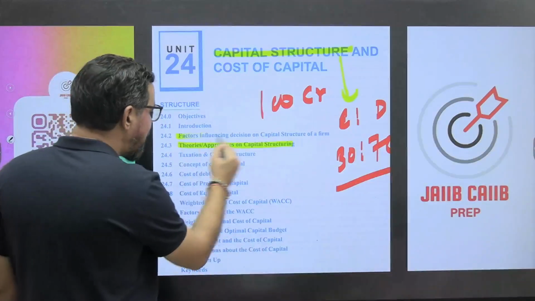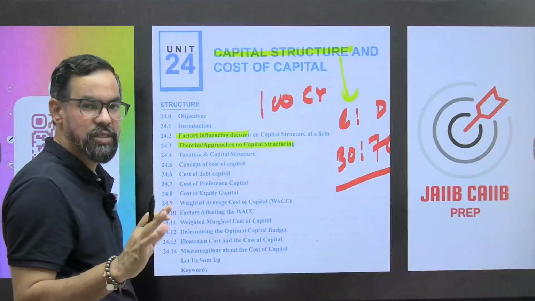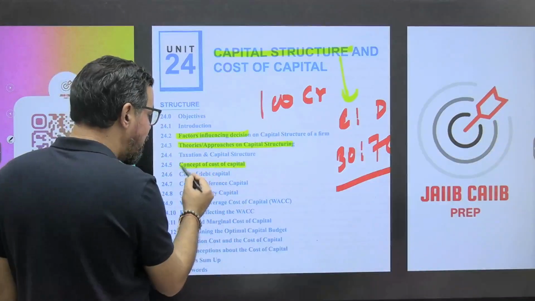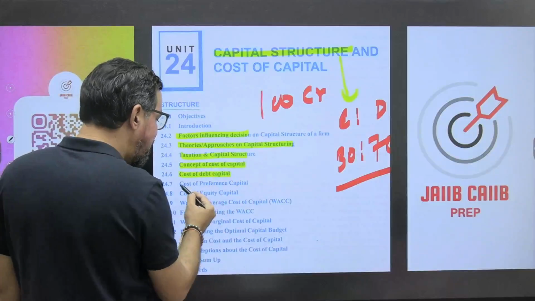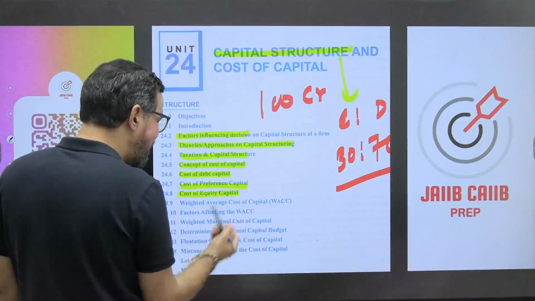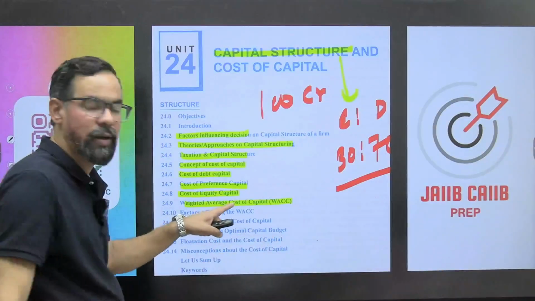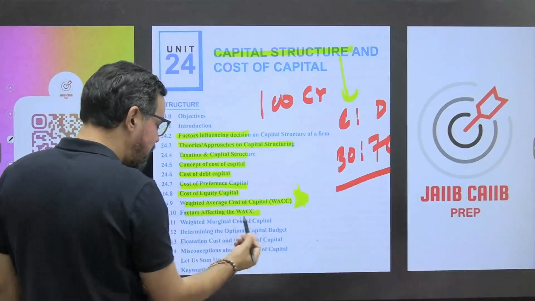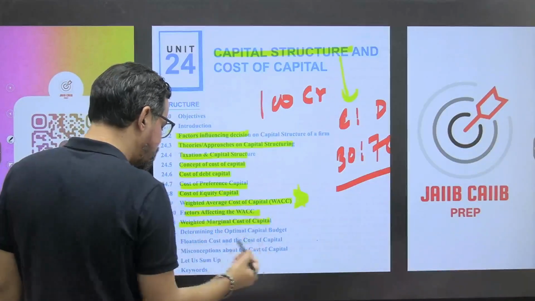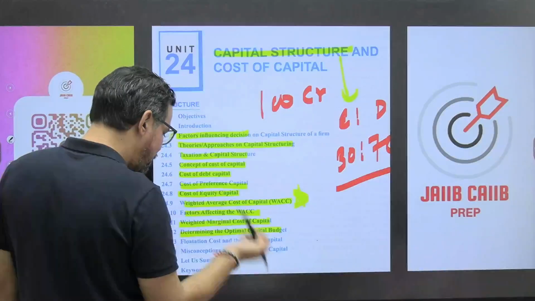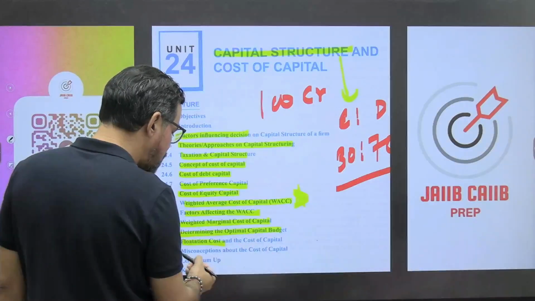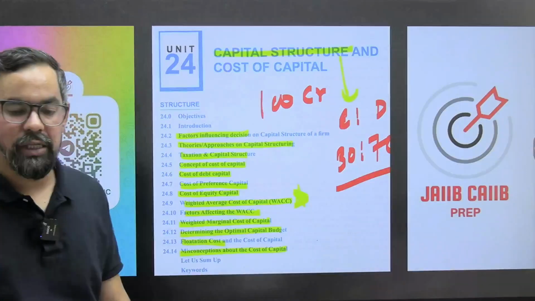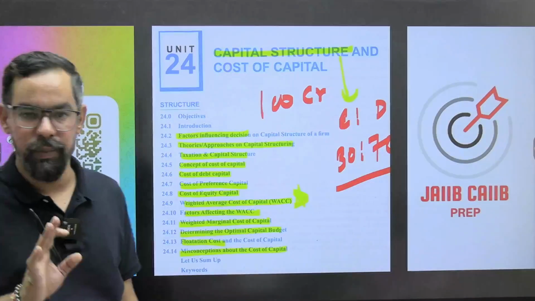Factors influencing the decision of capital structure, again internal and external factors. Cost of capital, taxation, cost of debt, preference capital, equity capital, weighted average cost of capital. Every time this gets asked: factors affecting weighted average cost of capital, weighted marginal cost of capital, optimal capital budget, flotation cost, and misconceptions about the cost of capital. So these are some of the areas or subtopics which are generally part of this.